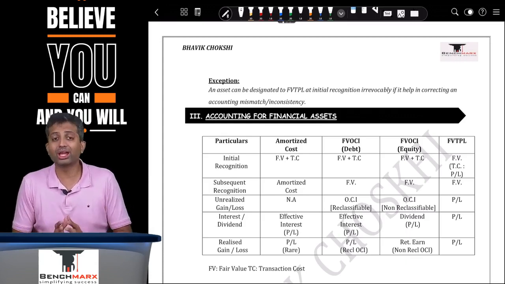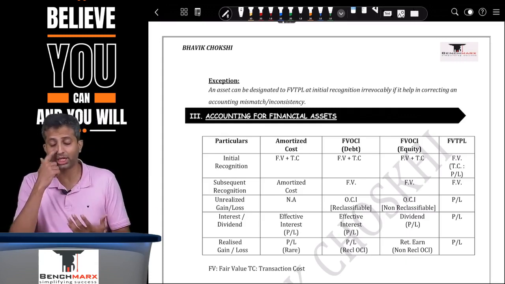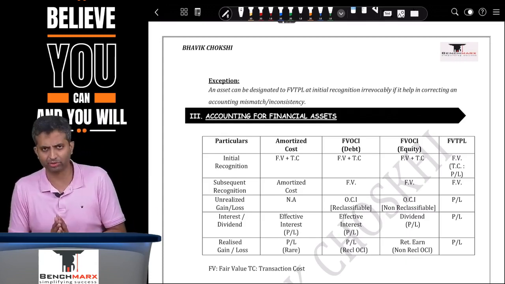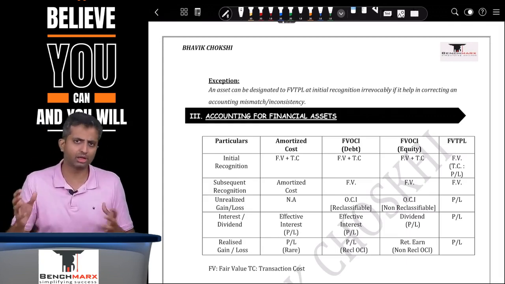Now how will you recognize income in each of the years? In amortized cost as well as in FVOCI, you will recognize income using the effective interest method, and the effective interest over here is usually the IRR, the internal rate of return.